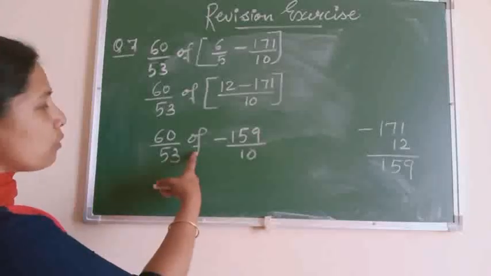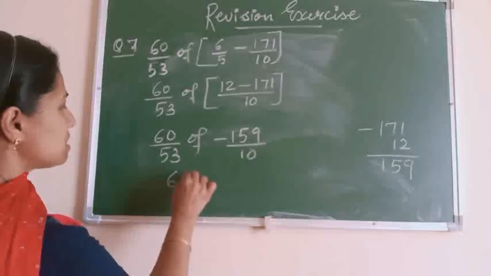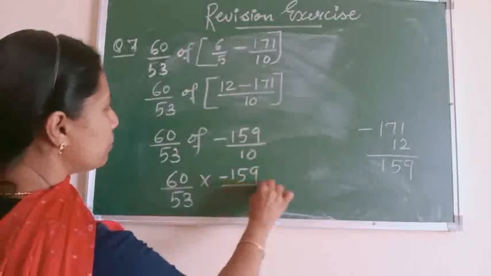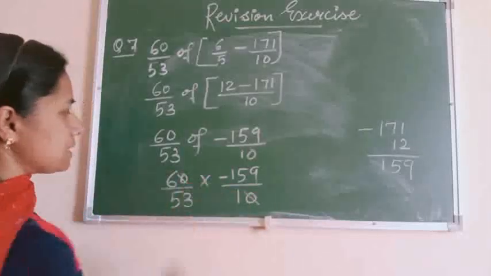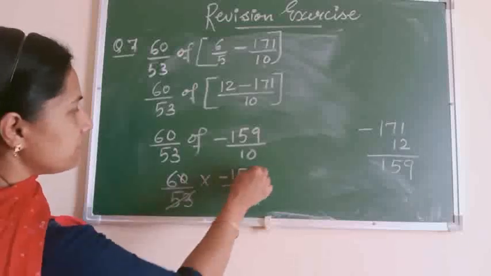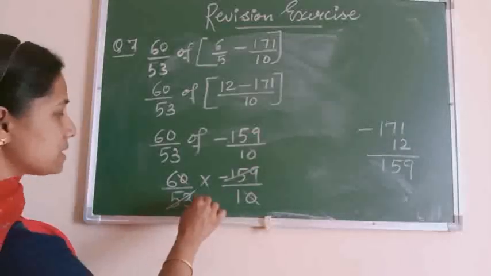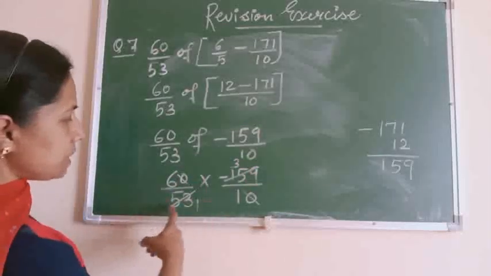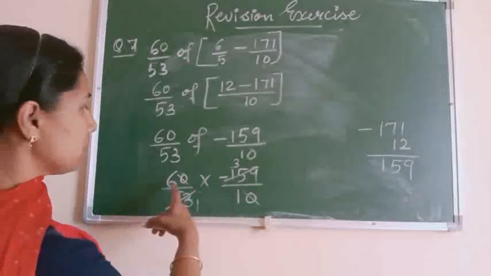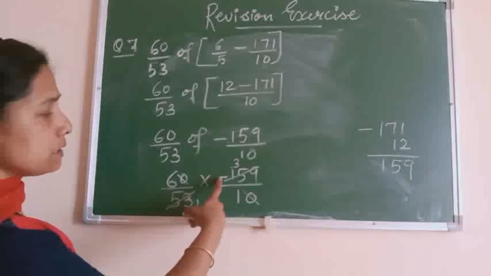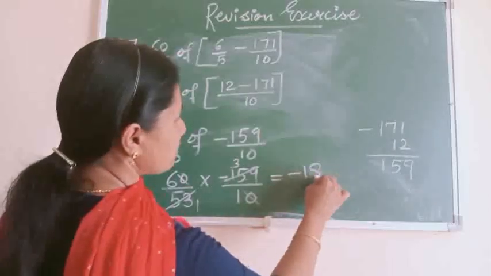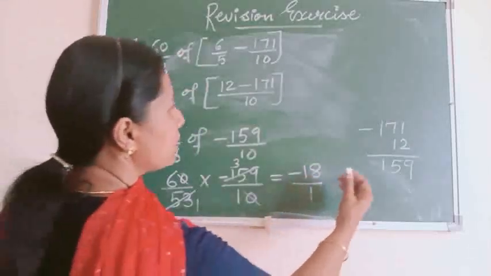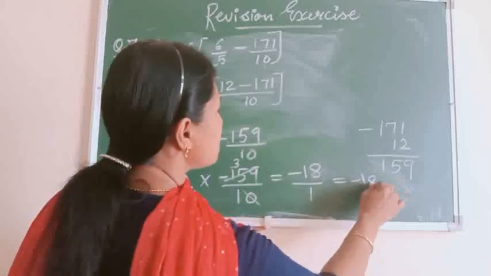Now it is off. Off means multiplication, that we are doing now. 60 upon 53 into minus 159 upon 10. And this 0 you can cancel, and this 53 and 159 you can cancel by 53 itself. 53 ones are 53 and 53 into 3, 159. So now the remaining, in denominator only 1 and 1 is remaining. The numerator you have to multiply 6 multiplied by minus 3, that is minus 18, and denominator 1 into 1, 1. So minus 18 upon 1. That means your answer is minus 18.